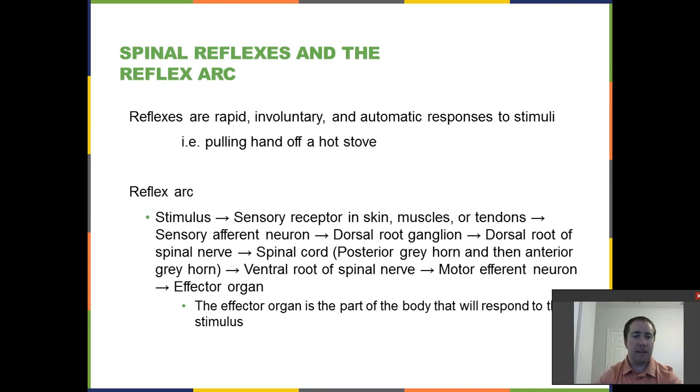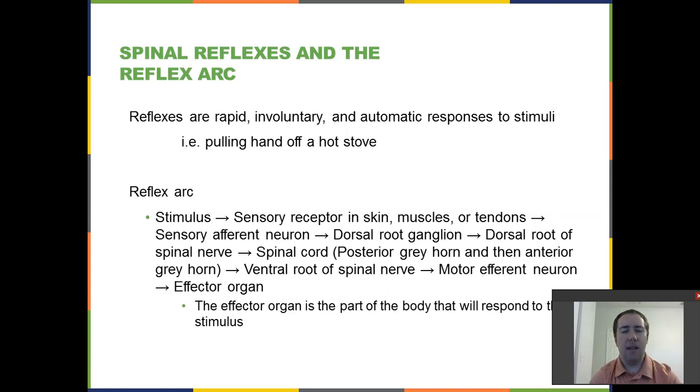Because it's a sensory neuron, it's going to go through the dorsal root ganglion, into the dorsal root of the spinal nerve, into the posterior gray horn, and then the anterior gray horn. What really matters is to realize it's coming through the dorsal part of the spinal cord into the gray matter. In the gray matter is where the integrating center is going to be. That is what's going to decide: do we need to pull our hand off of this, or can we leave it there?